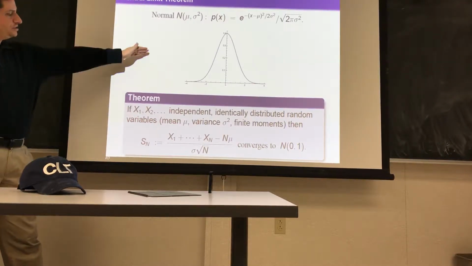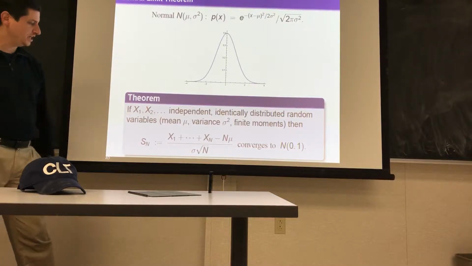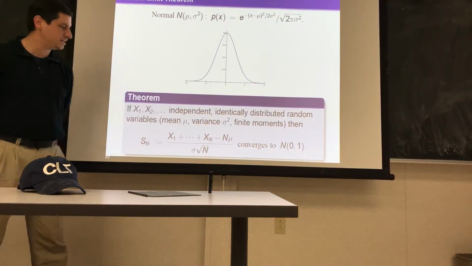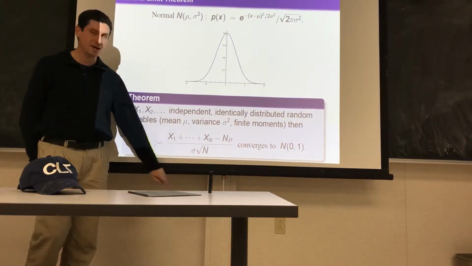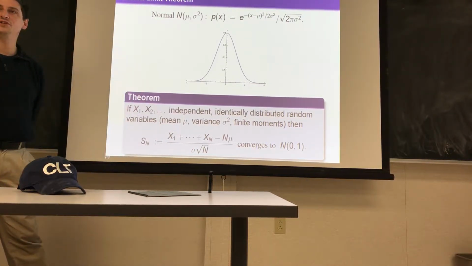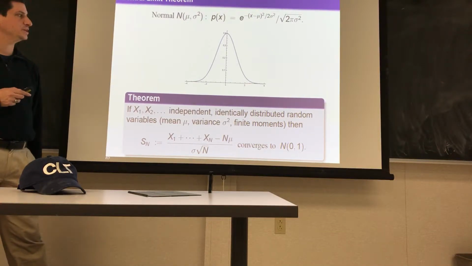All right, so here's the normal. This is the central limit theorem, the big result of the class. If we look at the sum of independent identically distributed random variables, subtract off n times the mean, divide by sigma square root of n, that should converge to being normally distributed. So we're going to see another application of the central limit theorem today.